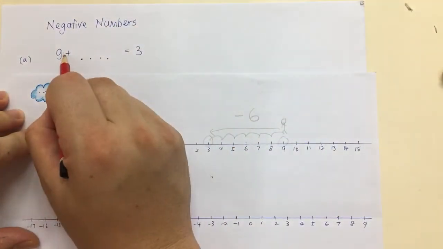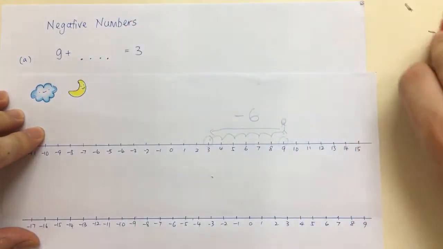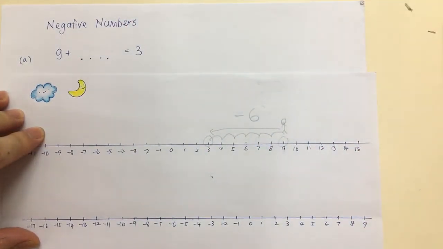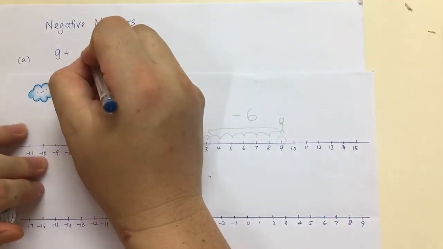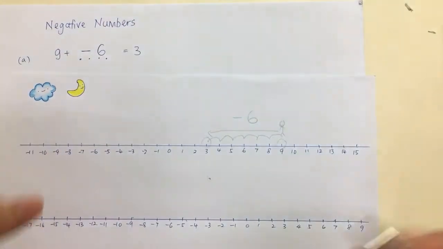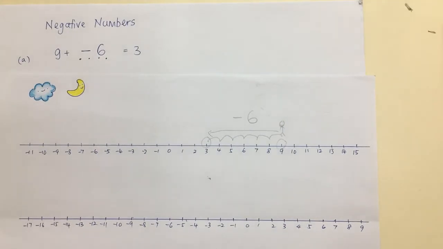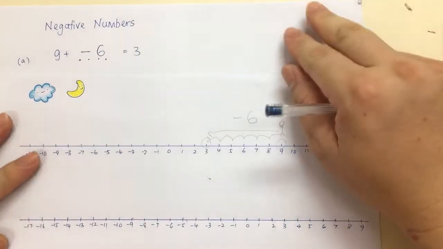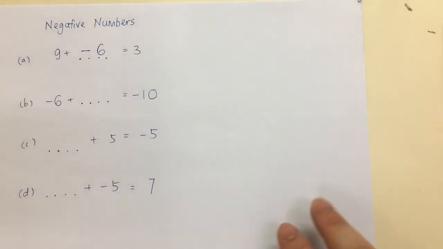From 9, we need to move to the left for 6 steps. Then we can get to 3. When we go back to our previous apartment, we need to go down 6 floors so that we can get to the 3rd floor. It's the same thing. So we need to look for another question now.